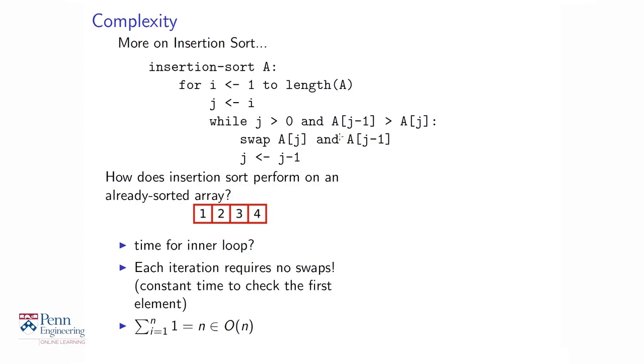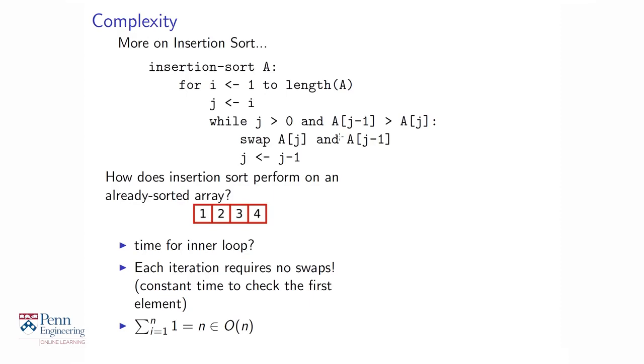So what's going on? On the earlier slide, we just said that insertion sort takes order n squared time, and here we're saying it takes order n time, which is the right answer. This raises the point that there are many inputs of the same length, and an algorithm might be very fast on some of these inputs and very slow on some of the other inputs.